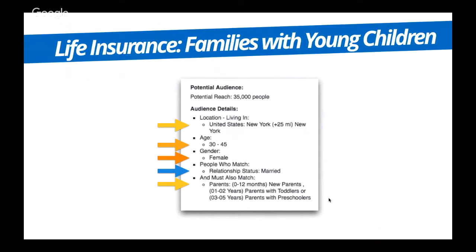If you look down, the gender is female, they're married, and they have children between the ages of 0 and 5 years old. So basically we're saying to Facebook here, look, pick any woman who's married with children, ages between 0 and 5, and is aged between 30 and 45 years old, and lives in a 25-kilometer radius, a mile radius of New York City. And there's 35,000 women like that in that area.